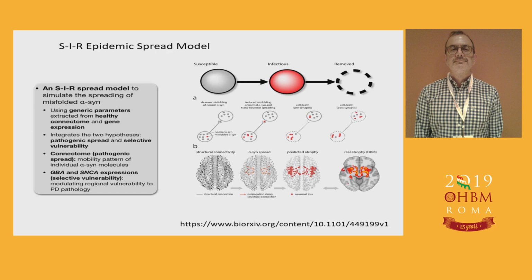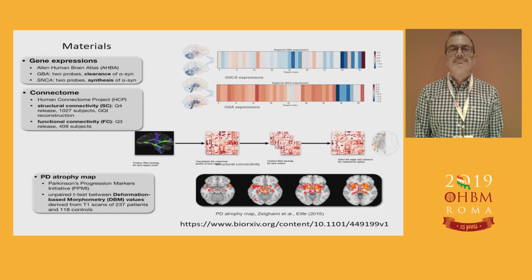We also modeled selective vulnerability, and in this case we took synuclein concentration to be the measure of selective vulnerability in a brain region. And we used two genes, the SNCA gene, which is synuclein, and GBA, which is related to clearance of synuclein. So the amount of synuclein in any brain region at any time is based on the gene expression of these two genes, one that increases and one that decreases synuclein levels. So those are the only things you need to model. Gene expression plus a connectome, and then you inject the misfolded protein in one area and you watch it propagate, just like an infection.